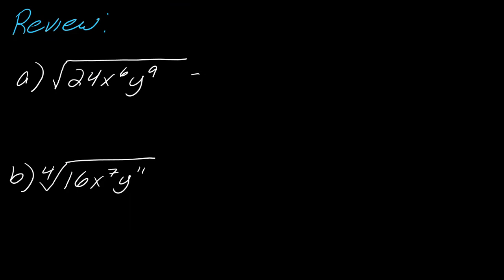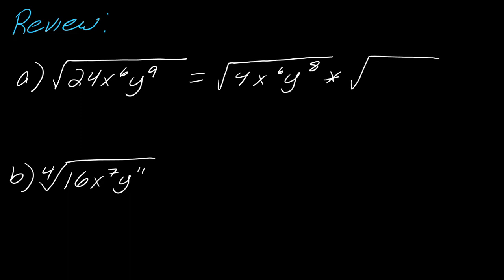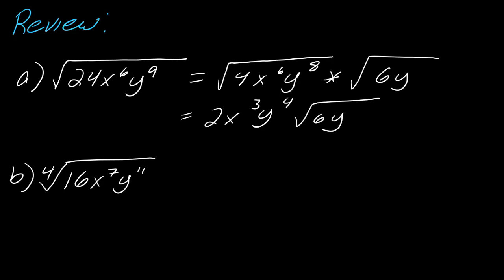So for this first one, I have to simplify this square root. If I think about the largest squares that I can factor out, I can factor out this 4, x to the 6, and y to the 8th. Things that I cannot simplify are going to be 6y. So my final answer here is 2x to the 3rd, y to the 4th times the square root of 6y.